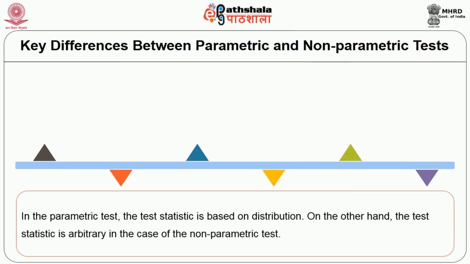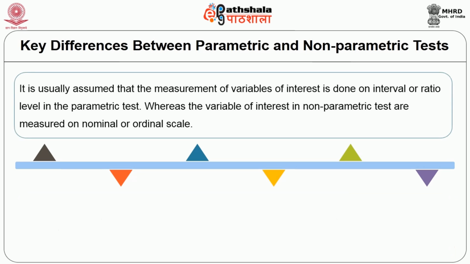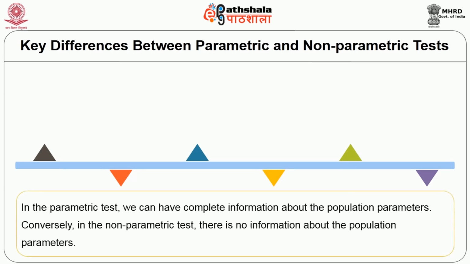On the other hand, the test statistic is arbitrary in the case of the non-parametric test. It is usually assumed that the measurement of variables of interest is done on interval or ratio level in the parametric test, whereas the variables of interest in non-parametric tests are measured on the nominal or ordinal scale. In the parametric test, we can have complete information about the population parameters. Conversely, in the non-parametric test, there is no information about the population parameters.